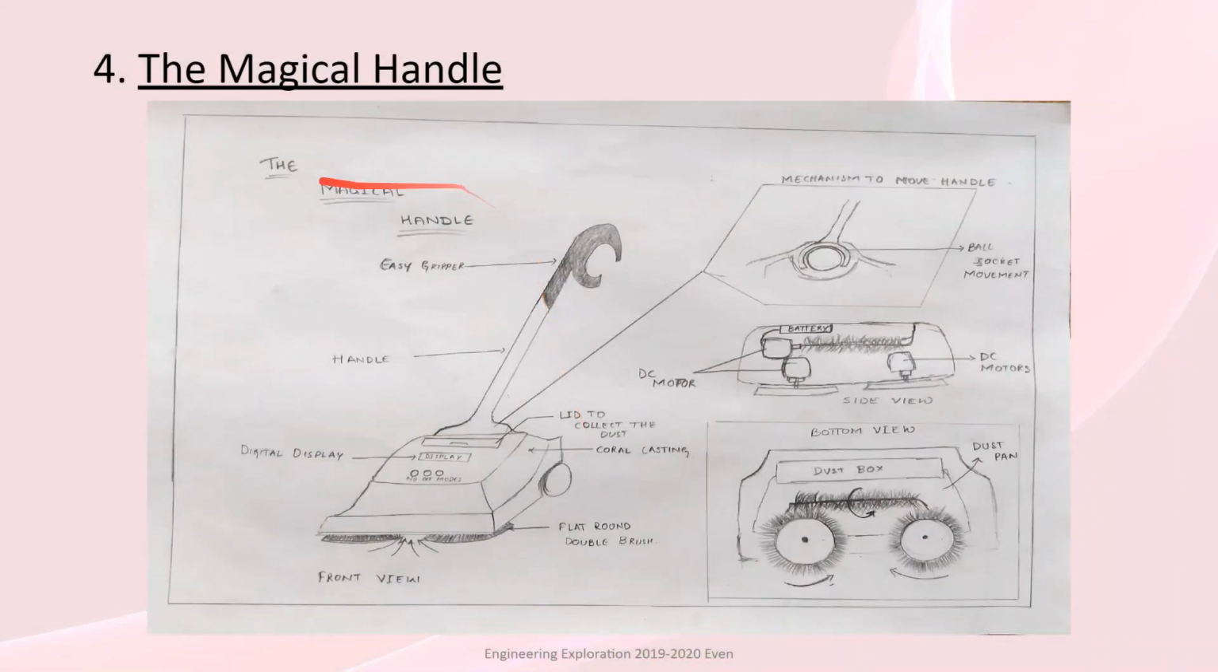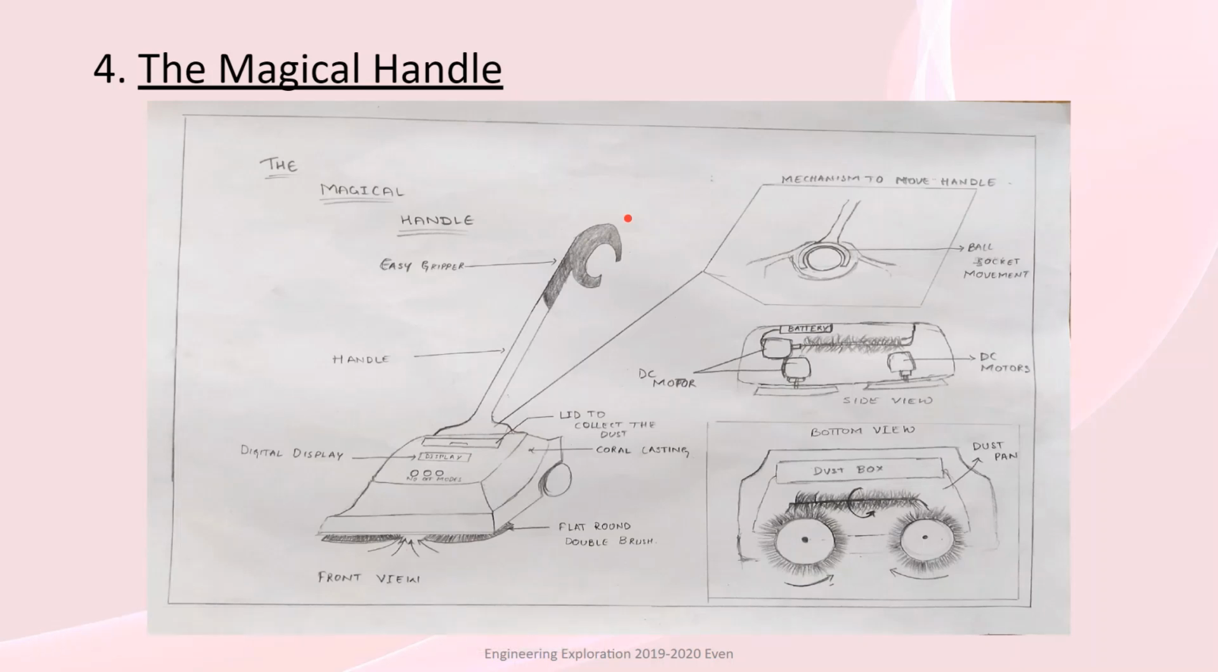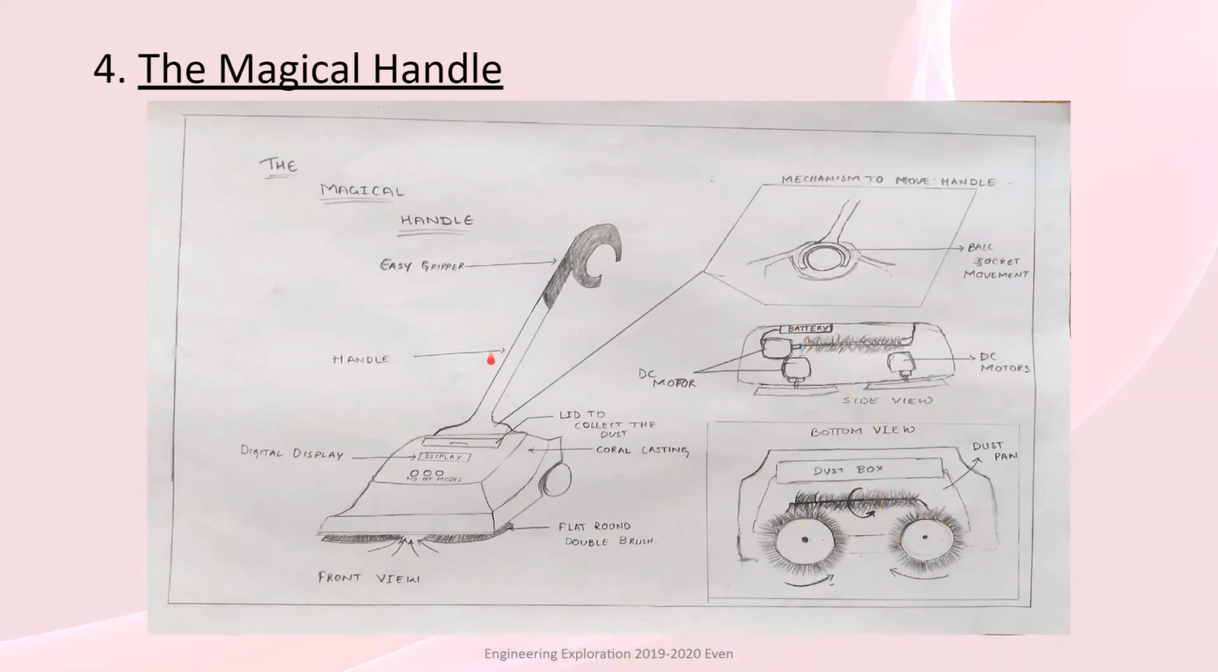Next one is the magical handle. This particular bot is totally manual. It will be in the user's hand. The cleaning is done with the help of 2 round brushes and 1 cylindrical brush. The handle is provided so that the user can take it anywhere where there is dust.